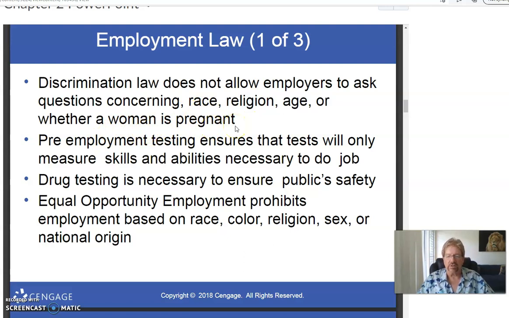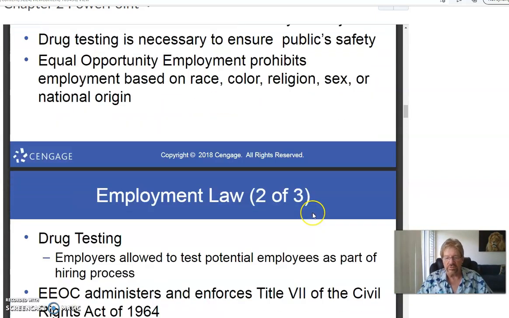Employment Law 3, Discrimination Law does not allow employers to ask questions concerning race, religion, age, or whether a woman is pregnant. In other words, if you're getting ready to hire somebody, you can't ask them what their age is and what their religion is, things like that. Pre-employment testing ensures that tests will only measure skills and abilities necessary to do the job. Drug testing is necessary to ensure public safety, although some do it and some don't. Equal opportunity employment prohibits employment based on race, color, religion, sex, or national origin. That's worded a little bit oddly, but you can't discriminate against people for these reasons.